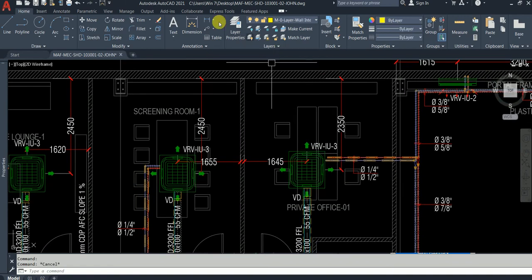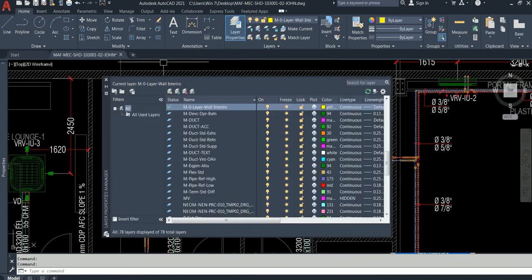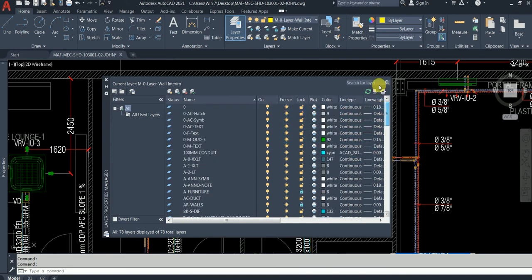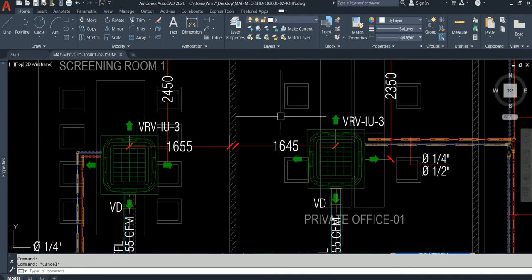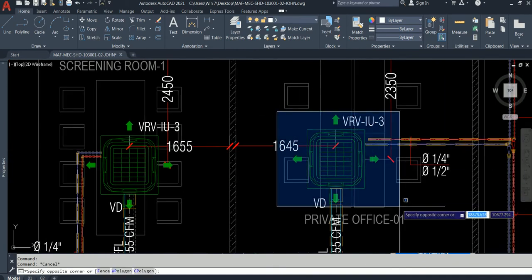How would you create a block? My approach would be to go to layer 0 and make sure layer 0 is on. Just be careful. Okay, layer 0 is on. Then let's create one layer, block. First, select all of these objects.